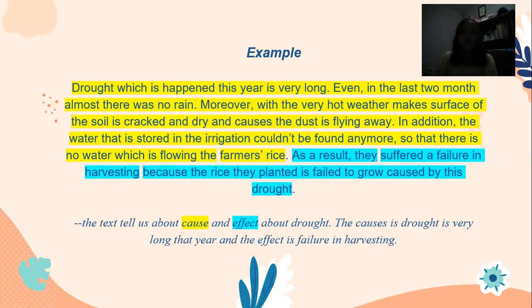Okay, the text is a cause or effect text, because the text tells us about cause and effect about drought. The cause is the drought that is very long that year, and the effect is failure in harvesting. The cause I marked with yellow, and the effect I marked with blue.